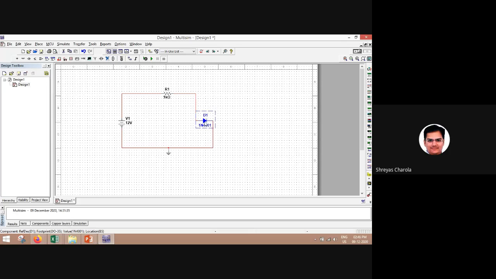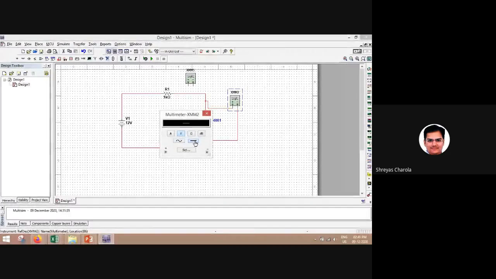Rotate this diode. Okay. Take one multimeter and connect it here. Take a multimeter and connect it here. You need to measure the voltage across the diode, so you want to measure DC voltage.